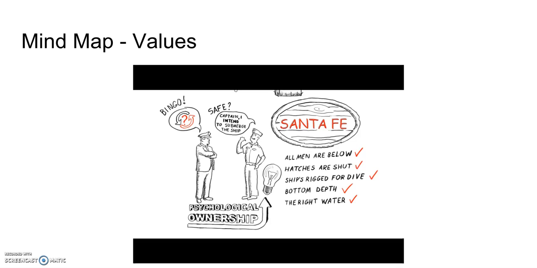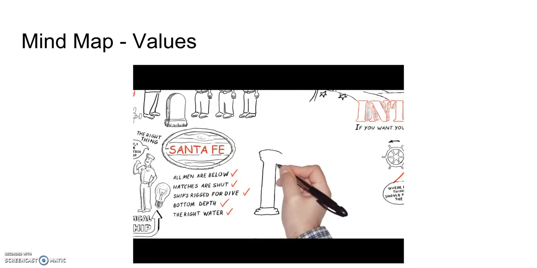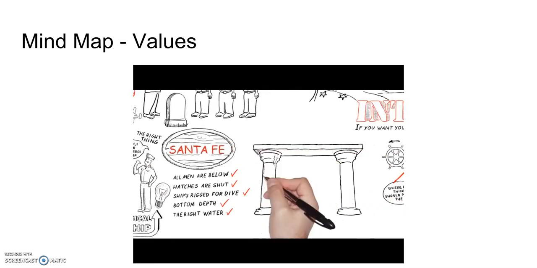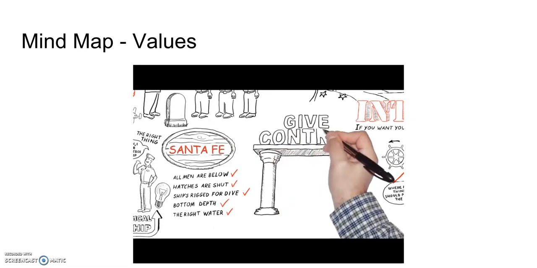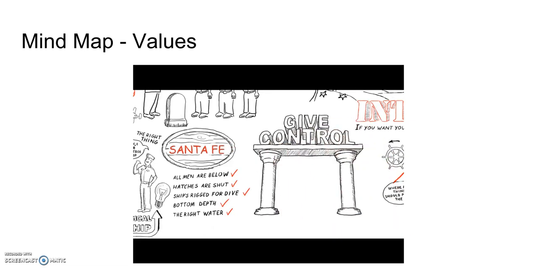Then later I would ask them, is it the right thing to do? And they would say, well, yes, sir, because our mission requires that we... And these are the two pillars that I think support this idea of giving control. These are the two pillars that need to be in place.